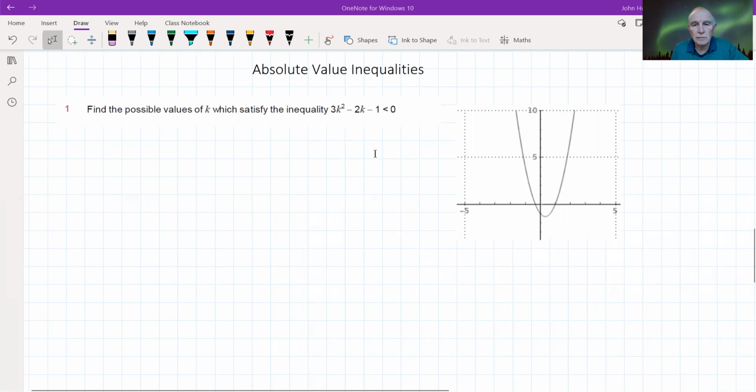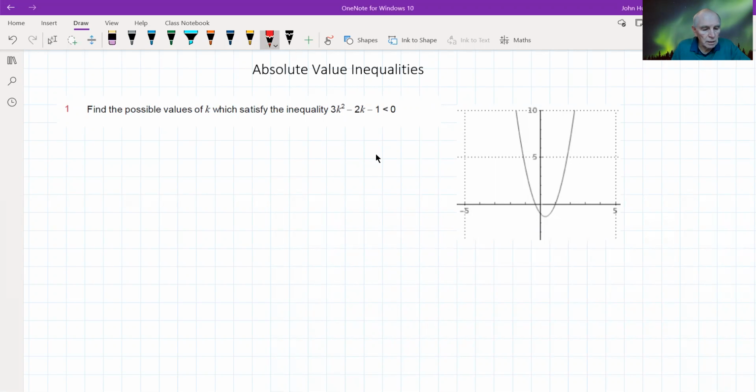Okay, now, you've spotted it, this first one isn't actually an absolute value inequality, it's just an inequality. But I want to use this as an example for solving quadratics, because when we come to do absolute value inequalities, we just need to watch out for a couple of things that we'll learn from this case. So let's have a go at this first of all.